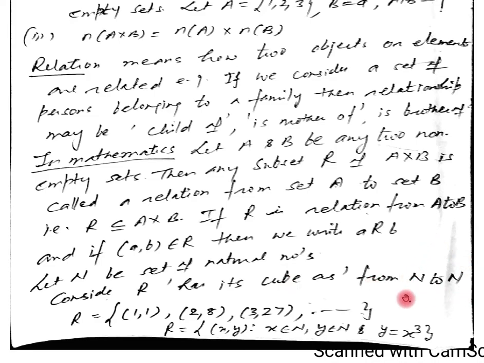Both the elements are from what? Natural numbers. So the elements in R may be (1, 1), (2, 8), (3, 27). It can also be written in set builder form: R equals the set of (x, y), where x belongs to N, y belongs to N, and y equals x cube. This is another notation to write down the elements in the relation. This is known as the roster form, or the set builder form that we have studied in the case of sets also.